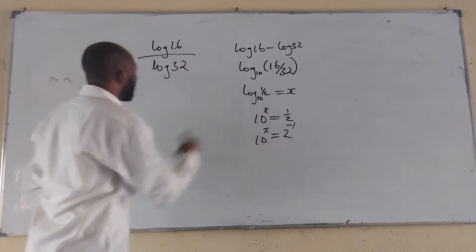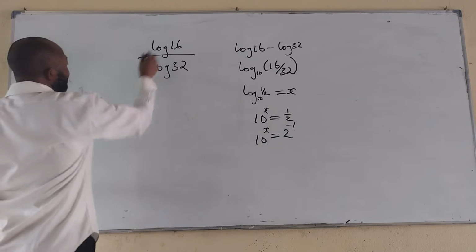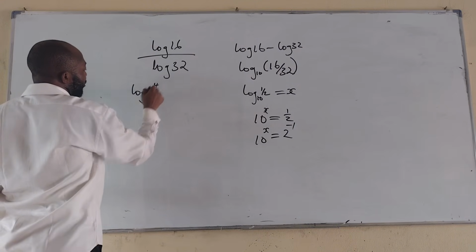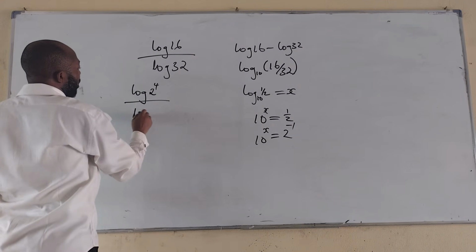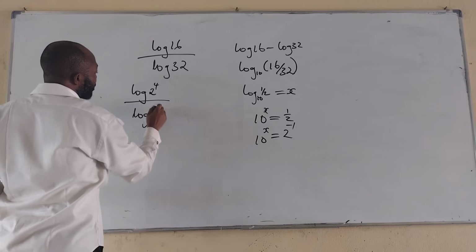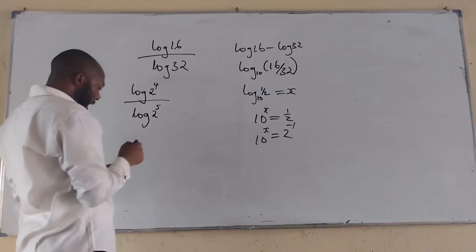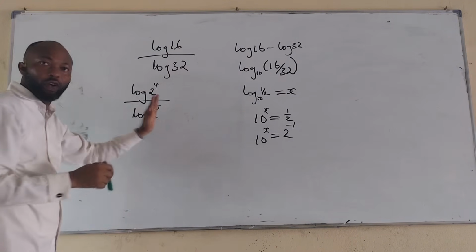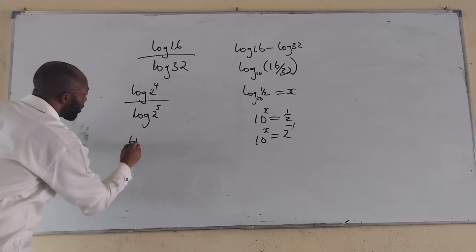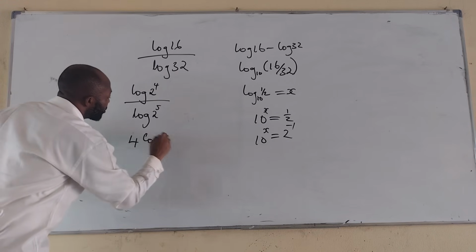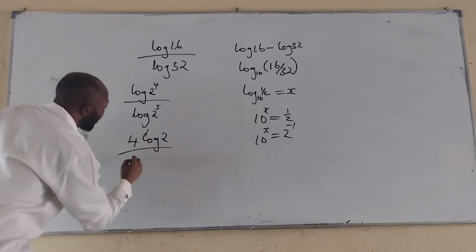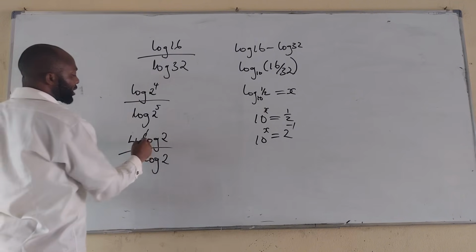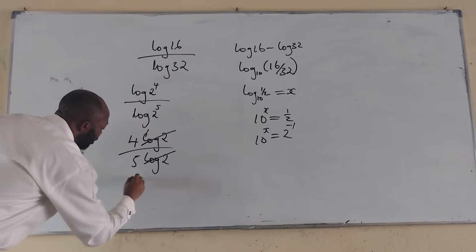Let's go back to the power law. Log 16 is the same thing as 2 raised to the power 4, over log 32, which is the same thing as 2 raised to the power of 5. According to the power law, when a number is raised to a certain power, we can use the power to multiply the log, and that becomes 4 log 2 over 5 log 2. Now the log 2 are the same, I cancel out, and my answer becomes 4 over 5.